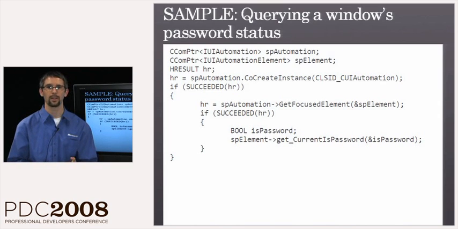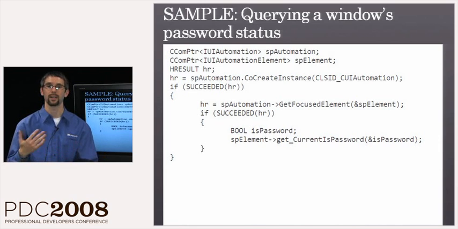So in UIA, you can do this in just 3 lines of code. First, we're going to co-create an instance of the CUIAutomation object, which is our class factory. It's kind of the gateway to everything else that you do in UI Automation. From there, we're going to call GetFocusedElement, which goes and gets the current element with keyboard focus and hands it back to you as an IUIAutomationElement.